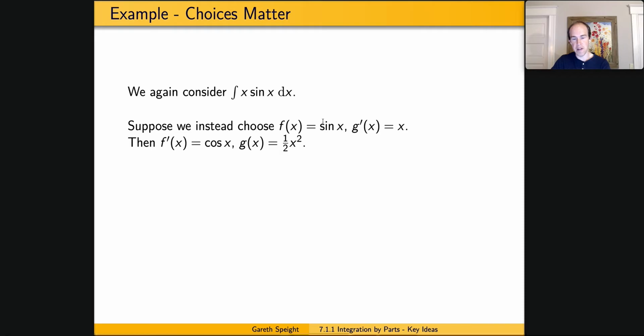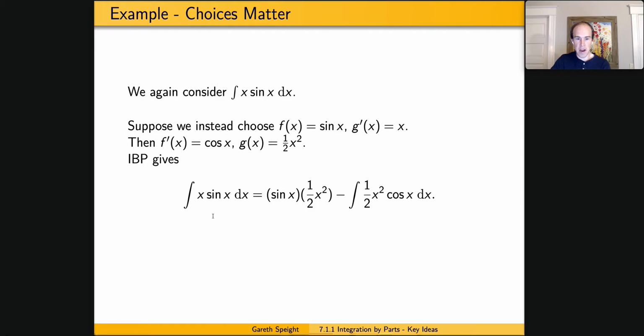So we're going to choose f to be sine x, g prime to be x, f prime to be cosine x. Then g of x is going to be a half x squared, right? If we integrate the x, we get a half x squared. So we apply integration by parts. The first term, we just do one integration. So we are integrating the x. So we get a half x squared times sine x.